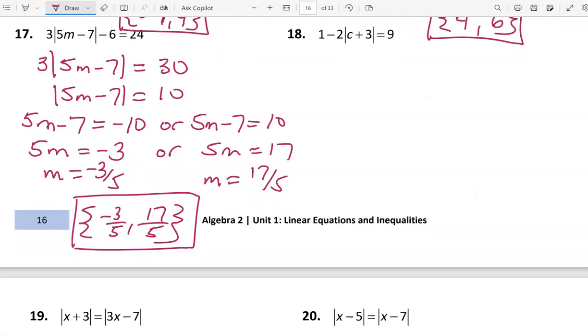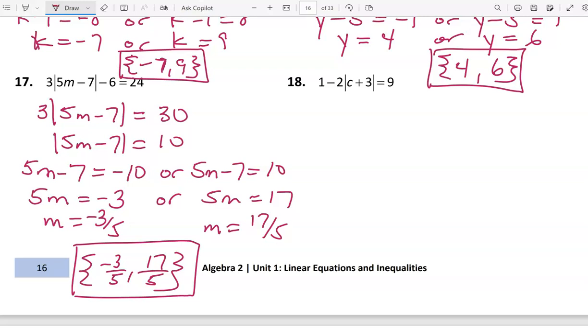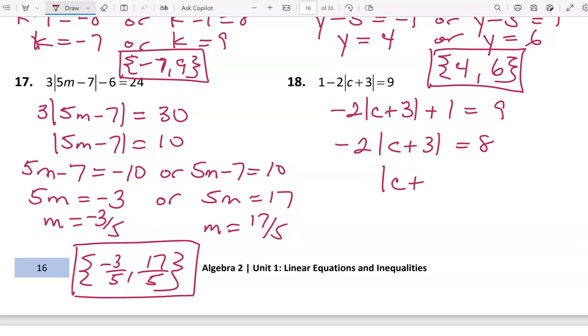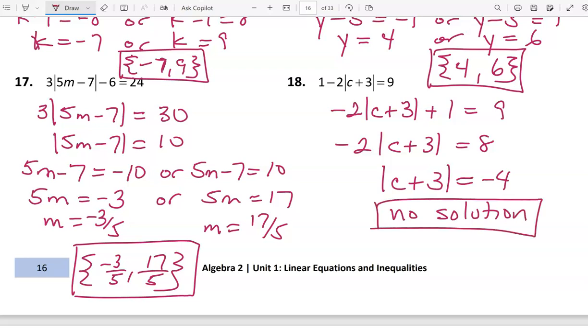All right, and last one of this type. Again, I suggest you rearrange this. -2 times c plus 3 plus 1 is equal to 9. We're going to subtract the 1 and then divide through by -2. Now we get the absolute value of something is equal to a negative number. You may know immediately here that there is no solution to this equation because there is no expression that you can take the absolute value of and get a result that is a negative number.